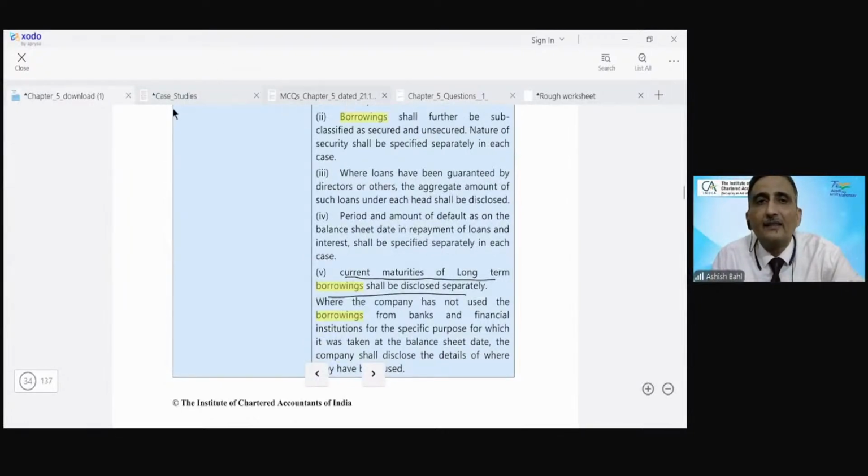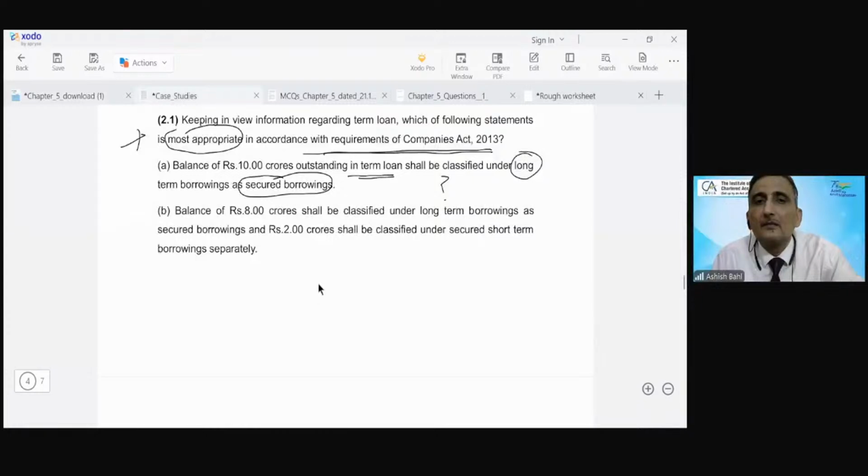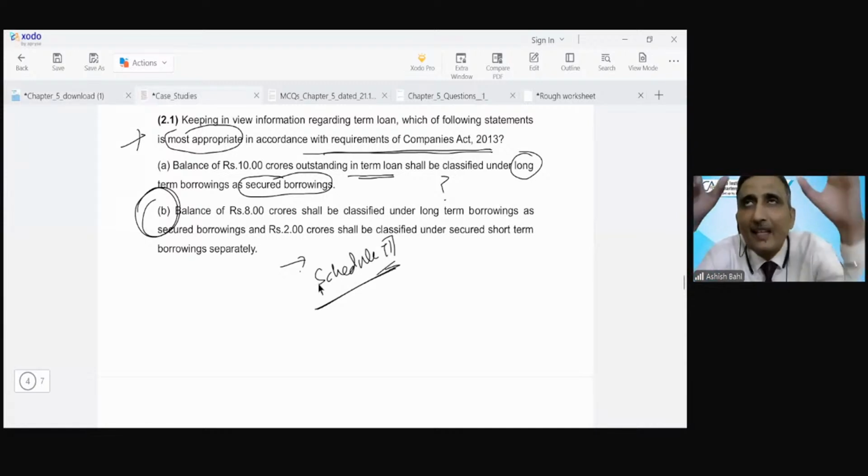So the answer is B, which many of you have written correctly. Answer is B, because it is in accordance with requirements of Schedule 3. So 8 crores. So the total balance is 10 crore. Now we would break this balance. 8 crores would be reflected under long-term borrowings and 2 CR would be reflected as current maturities of long-term borrowings under short-term borrowings. Clear? So same simple application of Schedule 3.